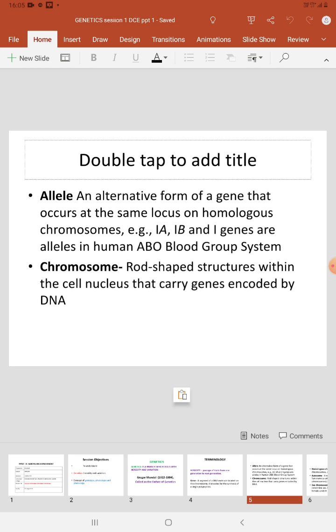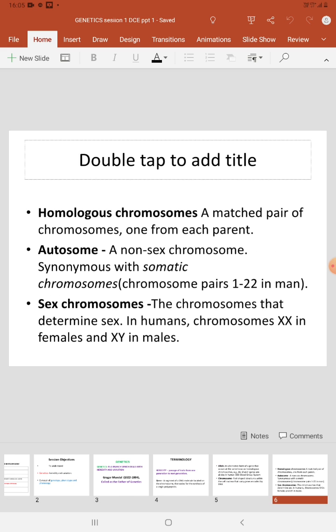Then chromosomes, rod-shaped structures within the cell nucleus that carry genes encoded by the DNA. Homologous chromosomes, a matched pair of chromosomes, one from each parent. Homologous chromosomes are identical chromosomes which are present in the nucleus of the cell, and out of this pair they are identical in shape, structure, number of genes, the position of the genes, and the one will come from the male parent and the other one will come from the female parent.